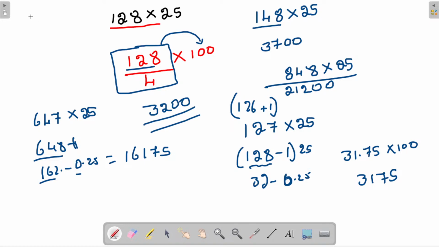16175. For example, I have a number 159 into 25. Which number is the best now? 160 minus 1. This is the best now. Suppose the question is 57 into 25. Which is the best, 58 or 56? 56, because 58 is not a multiple of 4. 56 is a multiple of 4. Then I can write it as 56 plus 1. I hope it is clear now. Write a few examples.